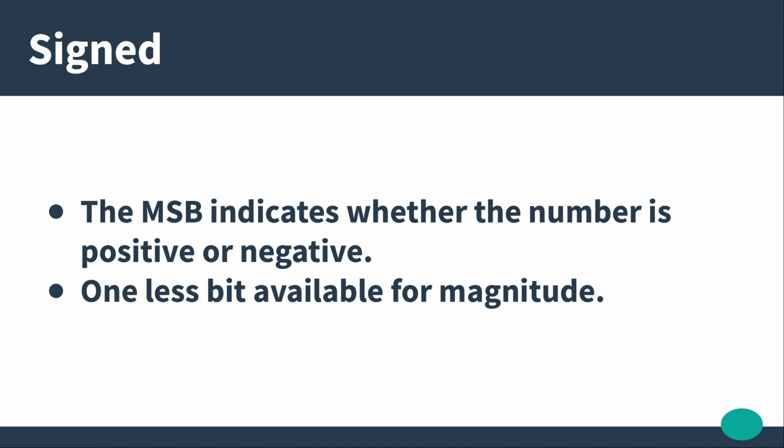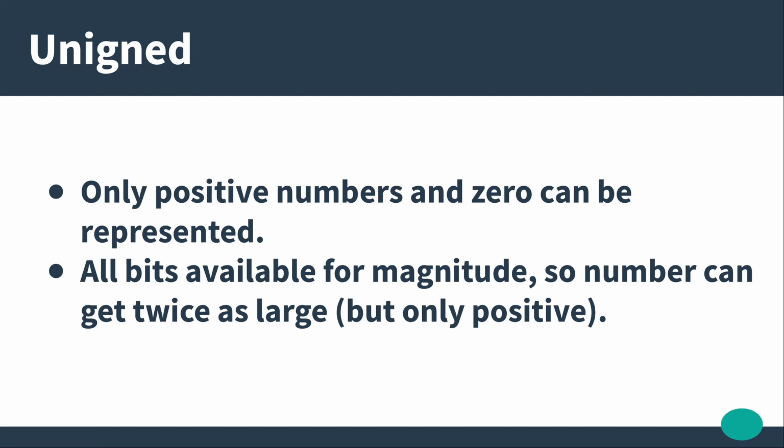Signed means that the most significant bit indicates whether the number is positive or negative, meaning that you have one less bit available to represent the magnitude of the number. Unsigned means that only positive numbers and 0 are possible, and the most significant bit is included in the representation of the magnitude of the number. Which one you use depends entirely on the application. For the time being, we'll just make note of this as something that we need to remember. We'll cover it in more detail later.